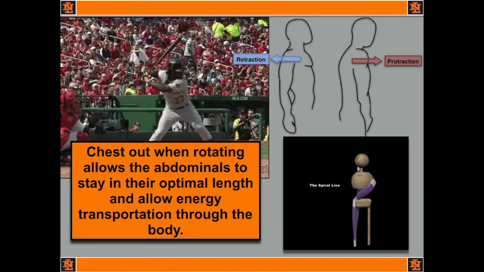The most important attractor in a swing is maintaining optimum length of the abdominals. Due to their structure, they have a very small force-length relationship in which they can perform optimally. One of the indicators of proper length is trunk extension in rotation, or chest out when rotating, as you see in these videos.